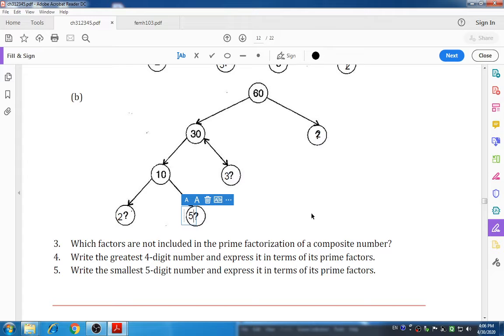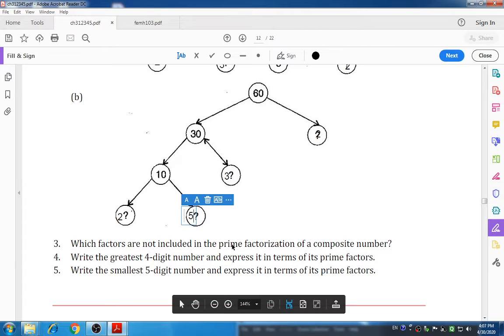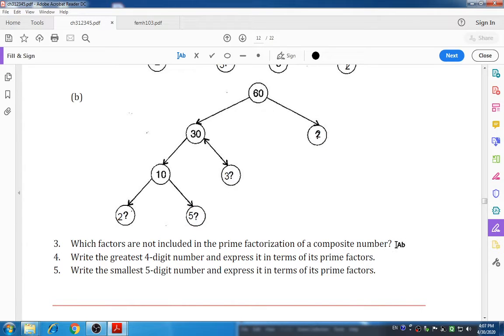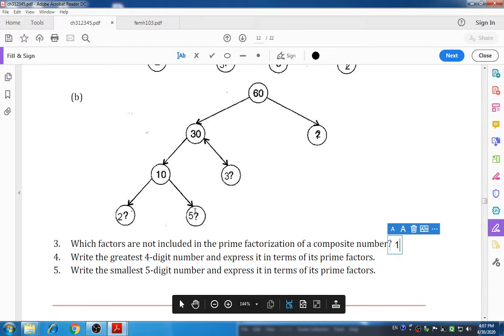Third, which factors are not included in the prime factorization of a composite number? That is only 1. 1 is not included because 1 is neither prime nor composite.